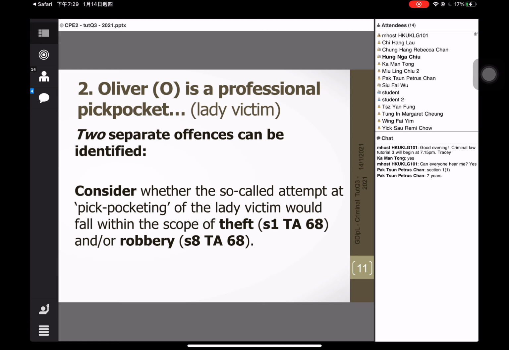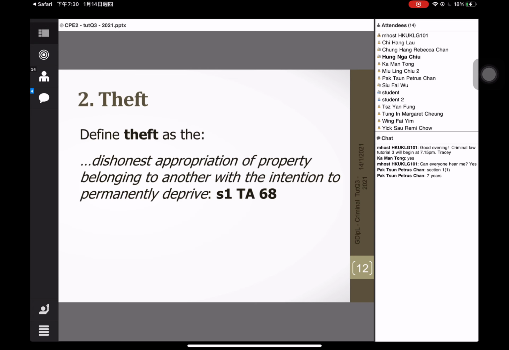Okay, so initially, the first scenario is not very promising. There could be theft and/or robbery, but neither of those offences is viable. We will, however, define theft and see why we're not going to get anywhere in terms of mugging the woman.